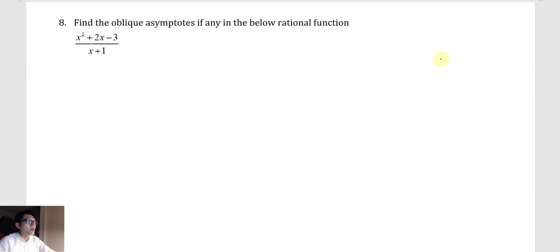But in the next question, you see. Now, find the oblique asymptotes, if any, in the below rational function. We know that the degree on the top is 2. The degree of the bottom is 1. 2 and 1. 2 is larger than 1 by 1 unit, 1 degree. So we should have the oblique asymptotes. And how do I do that? We have to do the long division. Let's do the long division.